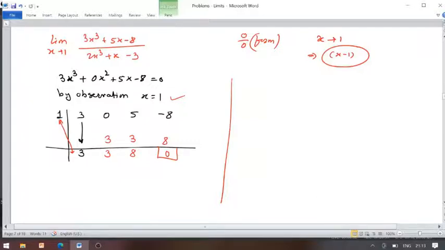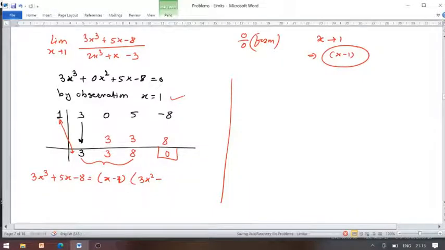So the factors for the cubic function 3x cube plus 5x minus 8: one factor, as per observation, is x minus 1, and the other factor we get from 3, 3 and 8. So 3 becomes the coefficient of x square, since for a cubic we take one power less for the first variable, that means x square. So 3x square plus 3x plus 8 is the quadratic factor.